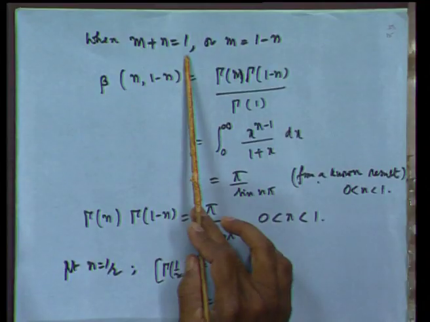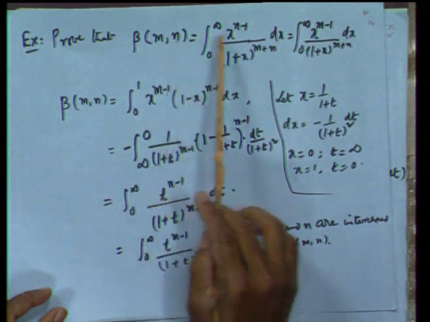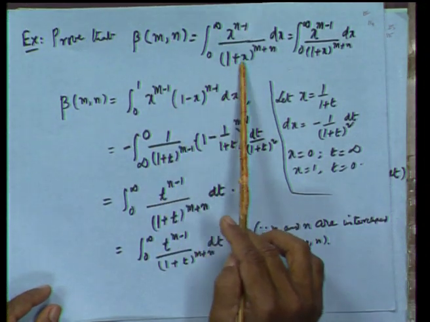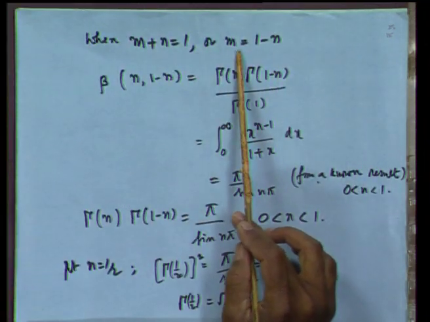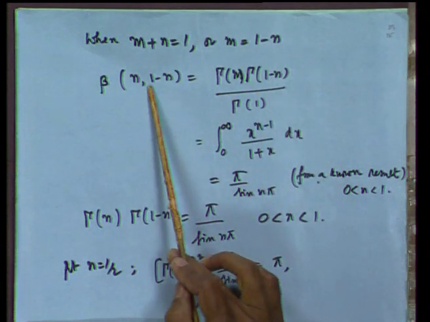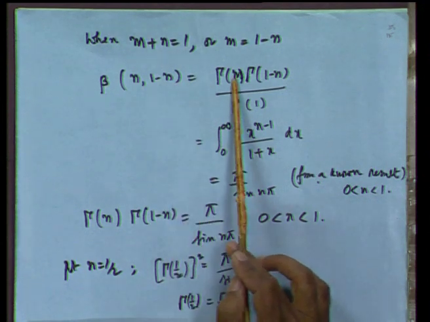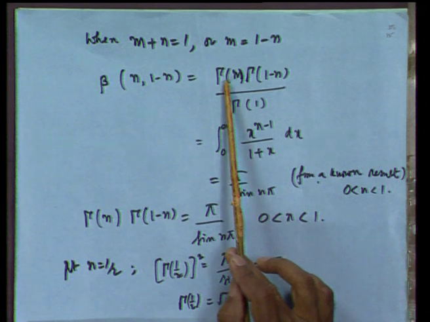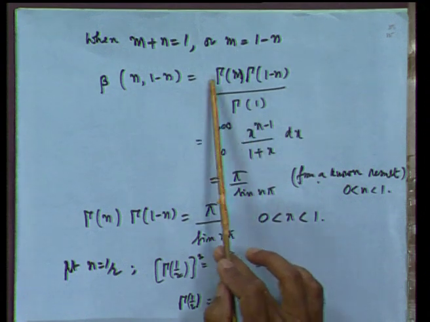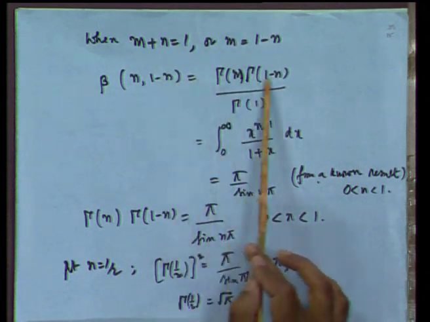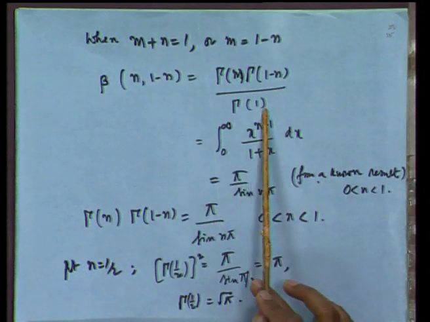When m plus n is taken as 1 in this integral, beta mn is equal to integral 0 to infinity x to the power of n minus 1 by 1 plus x whole to the power of m plus n. When m plus n is taken as 1, m should be equal to 1 minus n. So, beta mn will get reduced to beta n, 1 minus n, that is equal to, by the relation, beta mn is equal to gamma m gamma n divided by gamma m plus n. Here m plus n is now 1. So, gamma n into gamma 1 minus n divided by gamma 1, and we know that gamma 1 is 1.